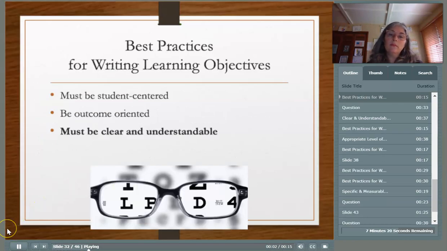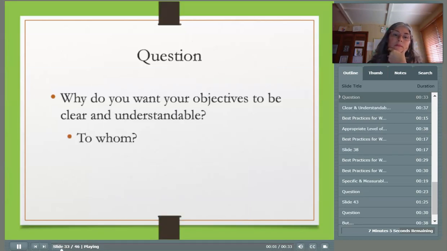Another one of our best practices is that your learning objectives need to be clear and understandable. So they should be well written, they should be simple, and when you read them, it should be very clear what the student is expected to learn. So I thought I would follow up with the question of why? Why do they need to be clear and understandable, and to whom?